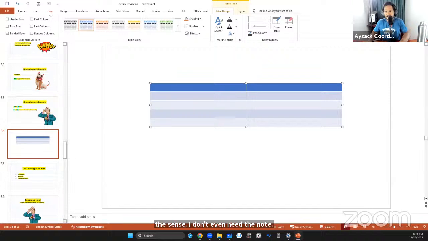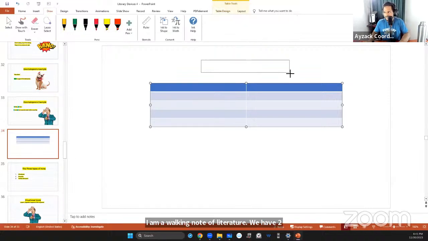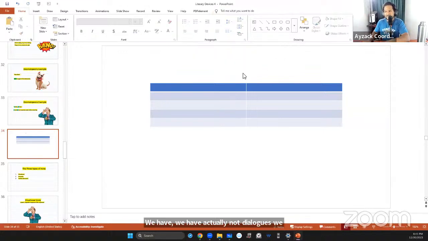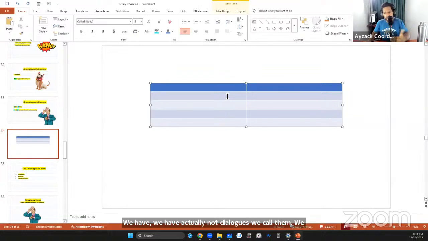We have four different kinds of dialogues, okay? So I'll explain them right now. We have the normal dialogue, right? Then we have something called monologue. A monologue is a long piece of dialogue.